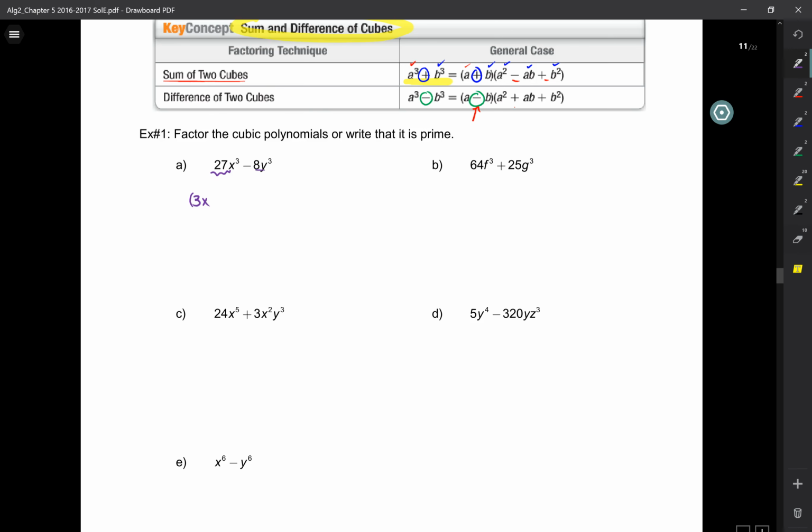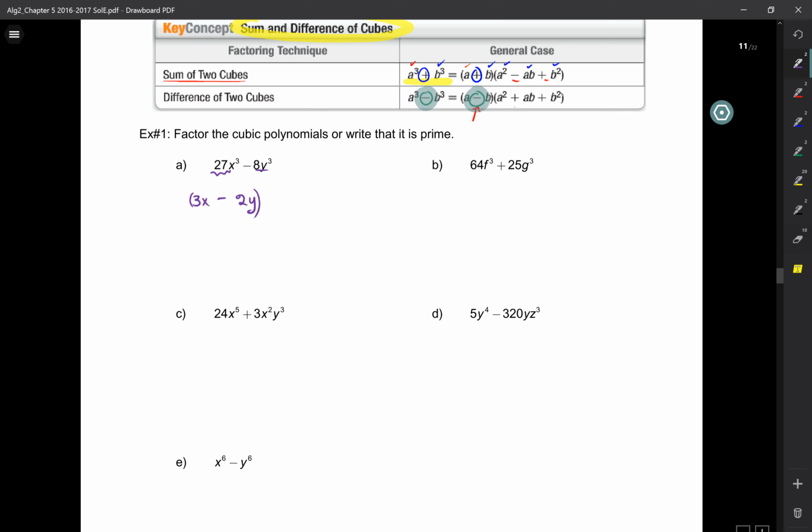Now, what about the 8y cubed? The cube root of 8 is 2. So again, think of a number. You multiply it by itself 3 times to get 8. That's 2. Y cubed, the cube root would be just y. Okay? What number do you multiply by itself 3 times to get 8? Okay? So now, if you have a minus here, you have a minus there. All right? That's the first parenthesis.